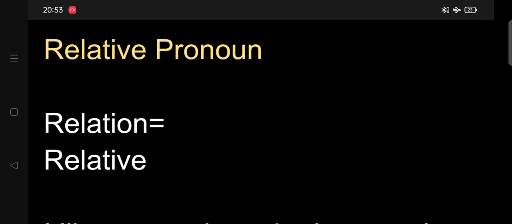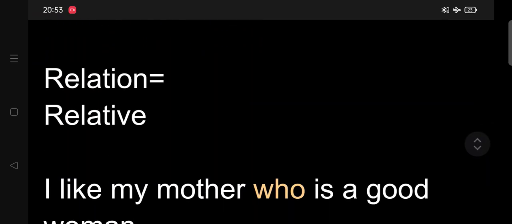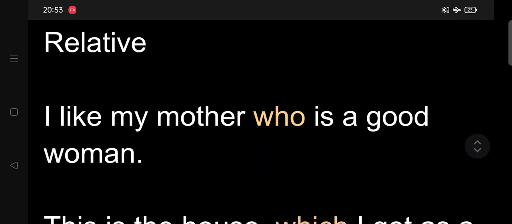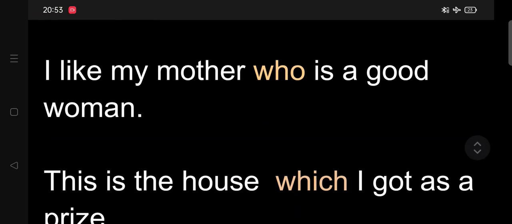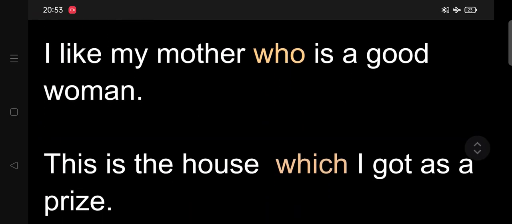You can see the word relative, that comes from relation. That means relative pronoun is a word which makes relationship between whom? Two sentences. Just see here, I am giving two examples. I like my mother, who is a good woman, and this is the house which I got as a prize. Now who and which, these two words are actually relative pronoun. Now what they are doing?